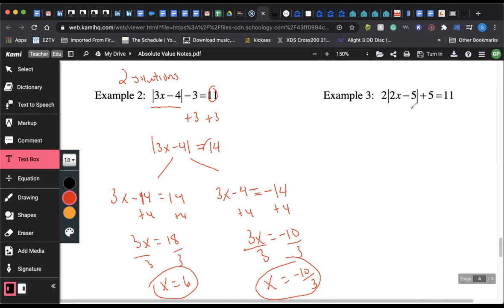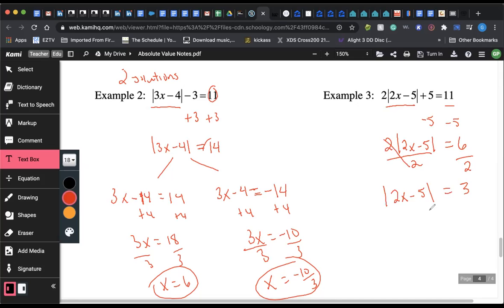Okay, and then we'll do example number 3, and we're going to do it the same way. We have to isolate the absolute value, get it by itself, and then get it equal to a single answer. So we need to subtract 5 from both sides. That's going to give me 2 times the absolute value of 2x minus 5 is equal to 6. I need to divide out the 2 from both sides. And that's going to give me the absolute value of 2x minus 5 is equal to 3.